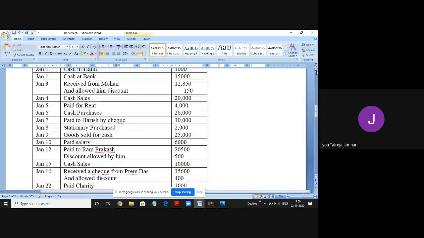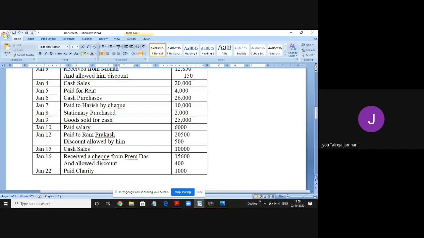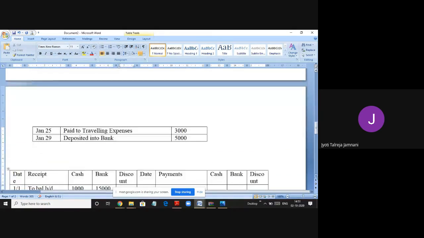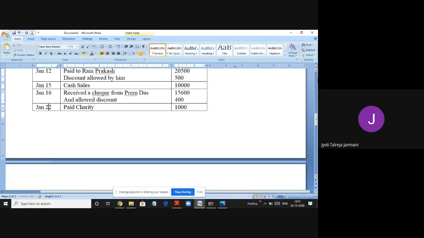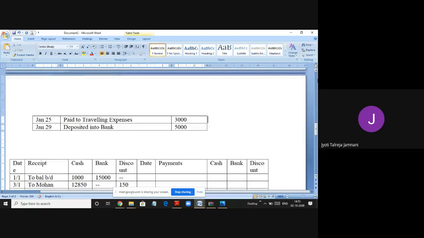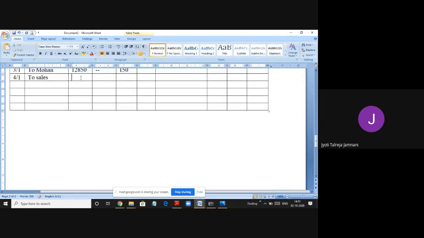It's a little big sum so that you understand all entries. 4th Jan, cash sales 20,000. So again, when you sell goods, you receive money. So on the receipt side, why are we receiving money? We are receiving money because we have done sales. So we write here to sales and the amount in the cash column. I'll check the amount. Cash sales 20,000. So in the cash column, 20,000.